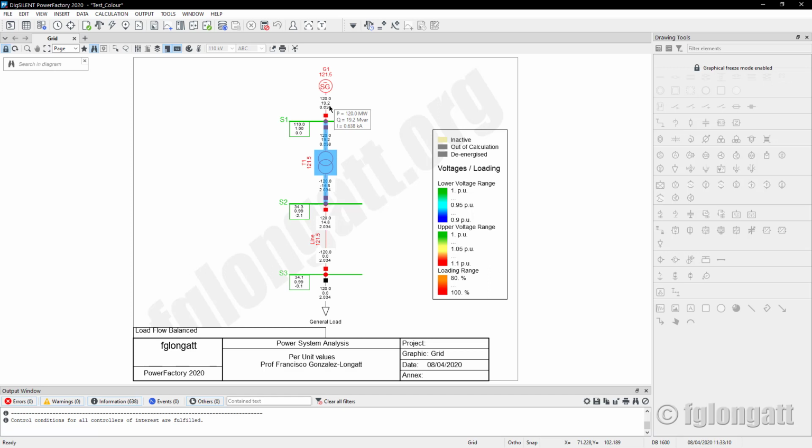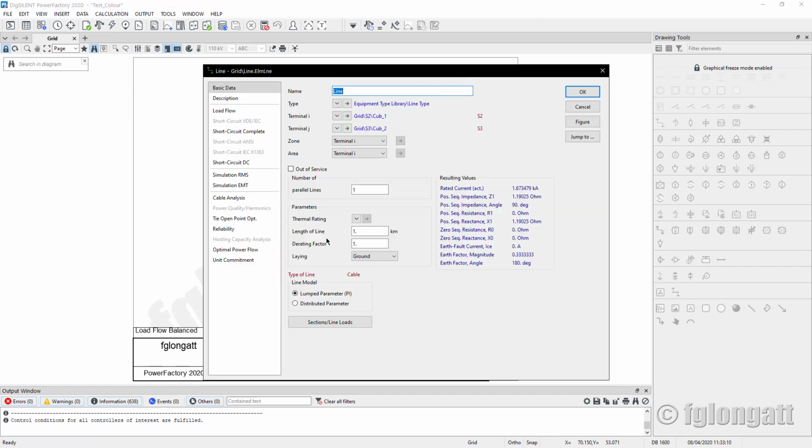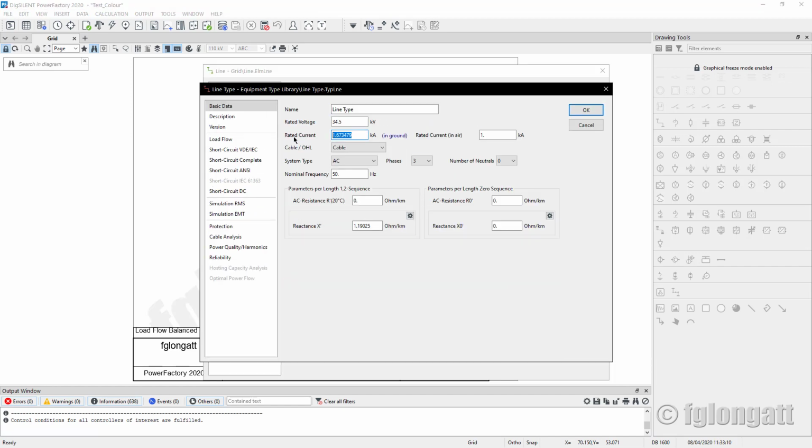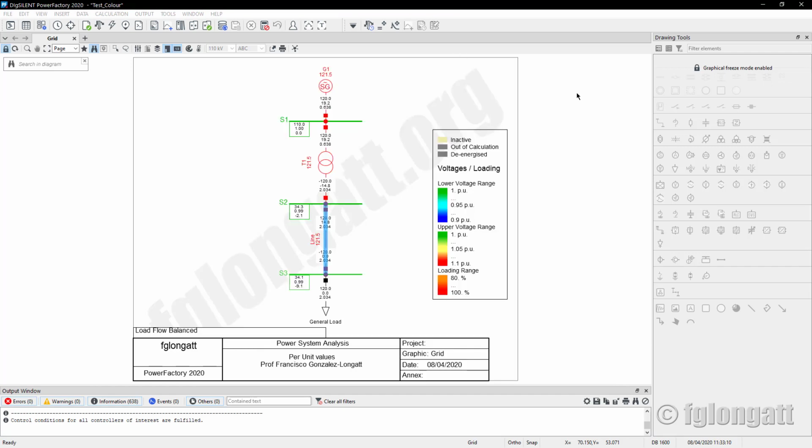And the second thing that you need to take into account is that when you are using transmission lines, you need to be careful with the rate current, okay? You need to put the rate current in a proper value if you want the loading to refer properly to the nominal current, okay? You need to be careful with that. Okay, I think that is the end of this short video.